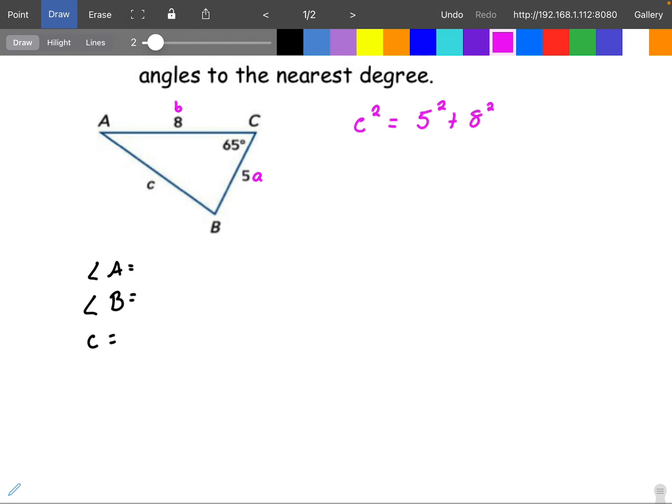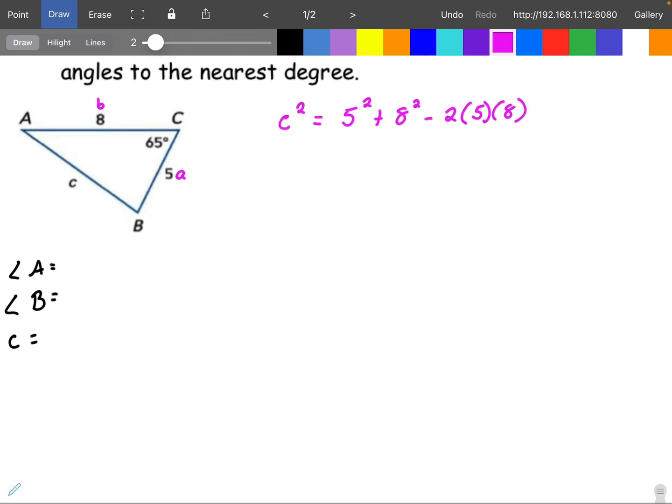And then we're going to subtract 2 times those same 2 sides, 5 times 8, times cosine of, remember, the same angle as the side we're looking for. So we're looking for side C, so it's going to be cosine of angle C, which is 65. Then we're going to plug all of that into our calculator: 5 squared plus 8 squared minus 2 times 5 times 8 times cosine 65.